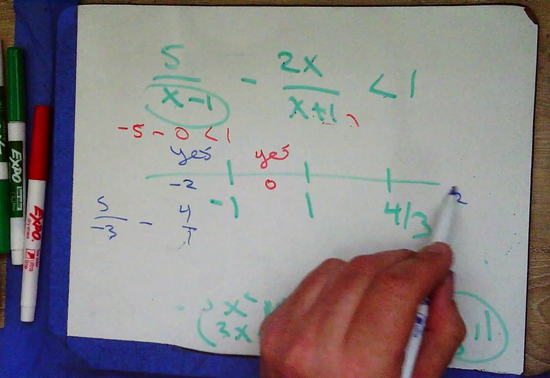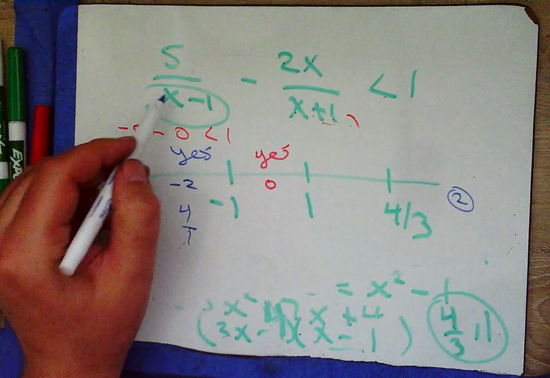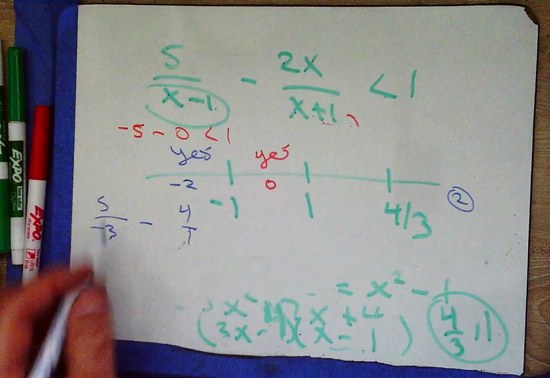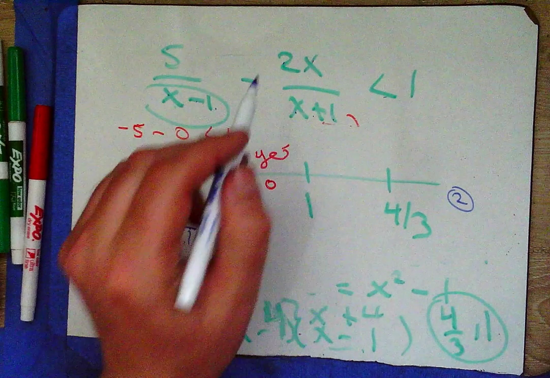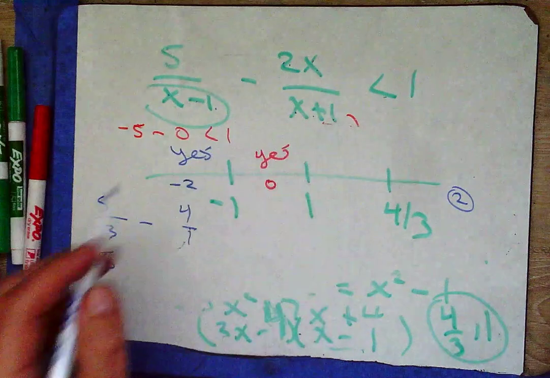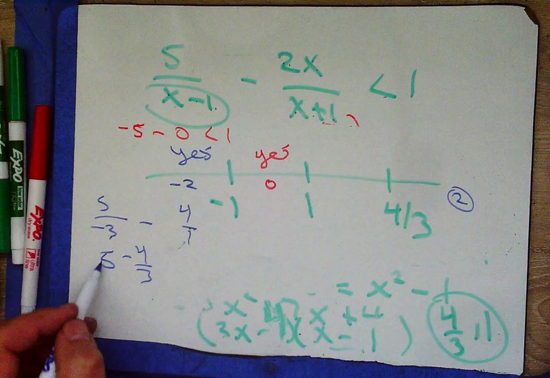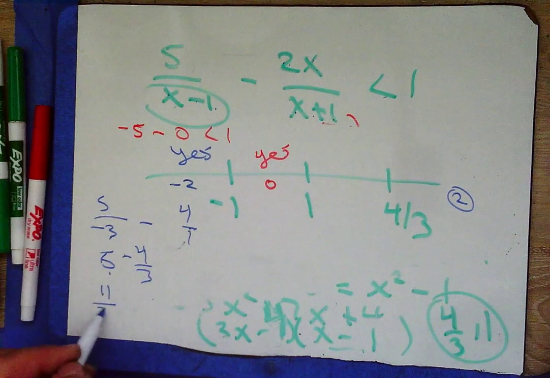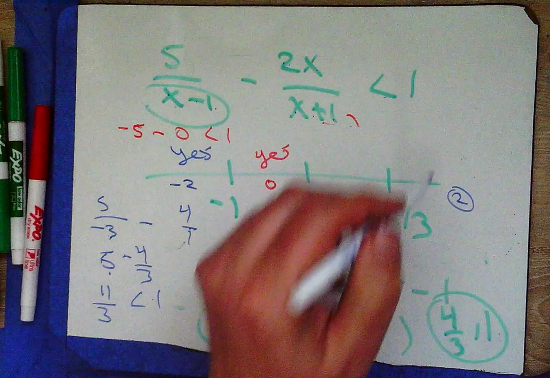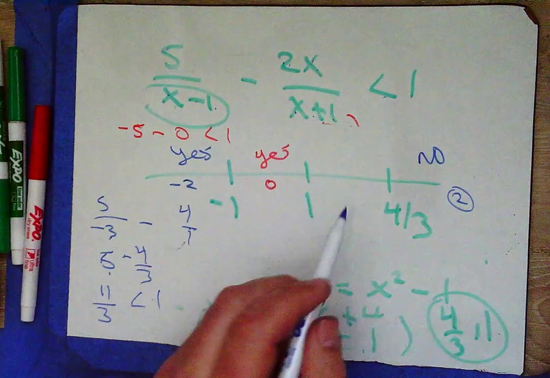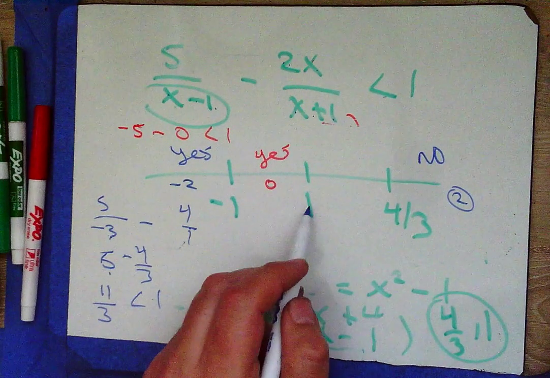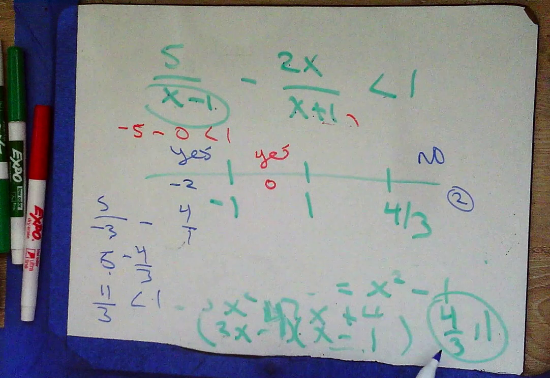What if I plug in a 2? I'm going to have 2 minus 1, which is 1, so I have 5. And then over here, I get 4 over 3. 15/3 minus 4/3 is 11/3. Is that less than 1? No. And now I need a number in between 3/3 and 4/3.